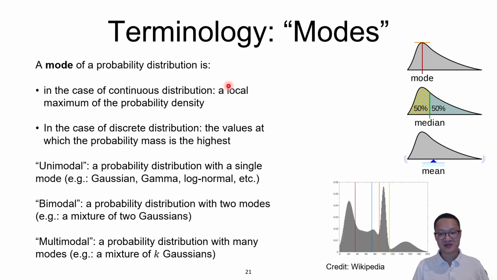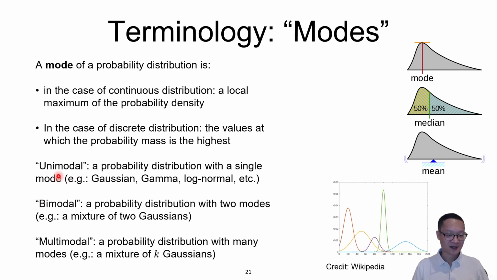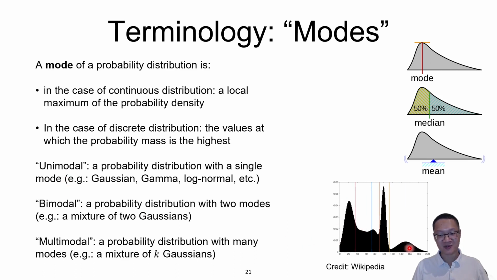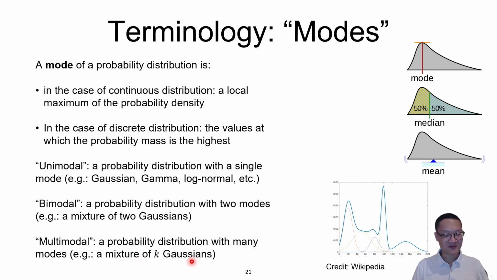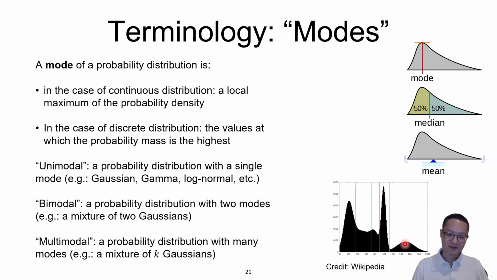Different probability distributions could have either a single mode or many different modes. A probability distribution with a single mode, like a Gaussian distribution, for example, is called unimodal. Some distributions have two modes, that's called bimodal, and some other distributions have multiple modes, that's called a multimodal distribution. So here's an example of a multimodal distribution. This is actually a mixture of K Gaussian distributions. Then you can see many different peaks, many different local maxima. So that's many modes.